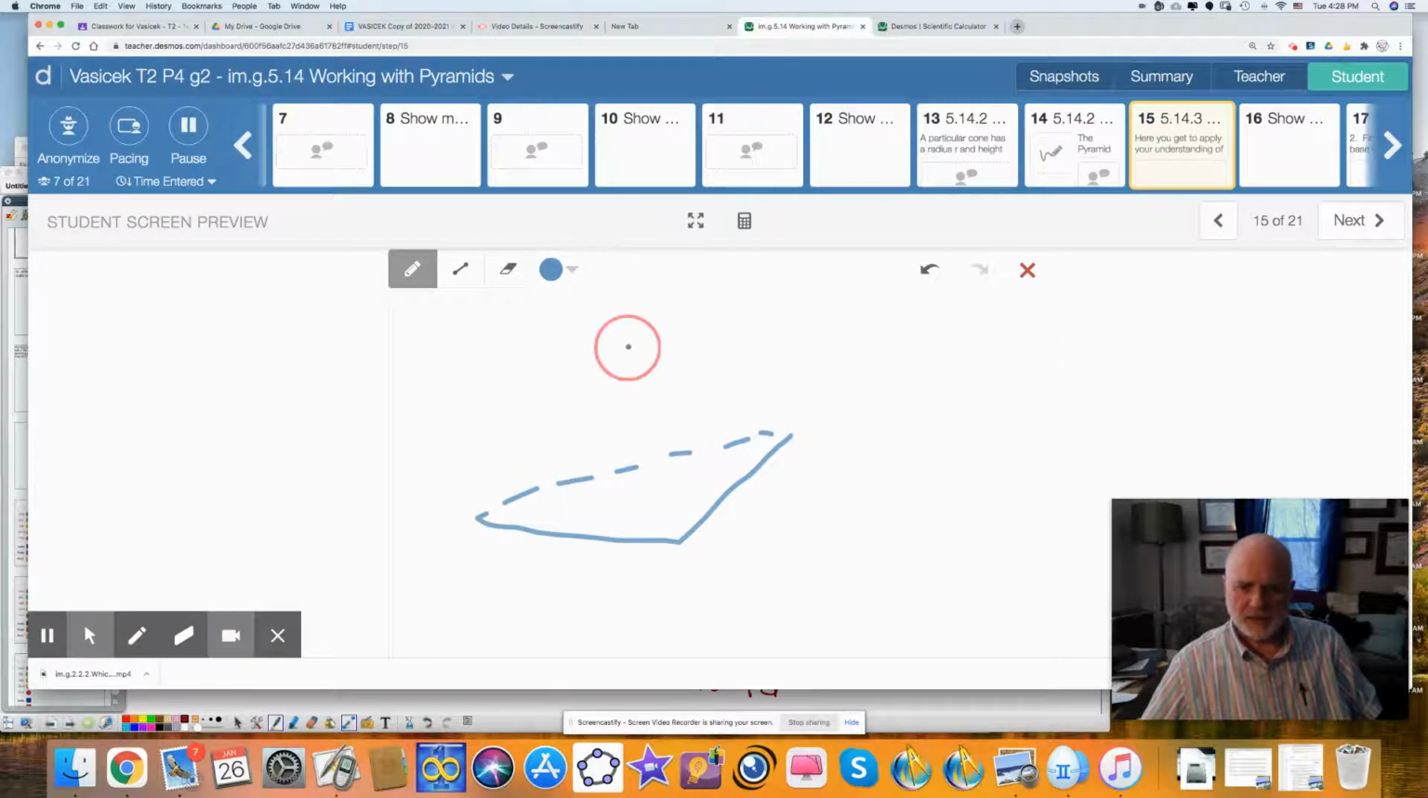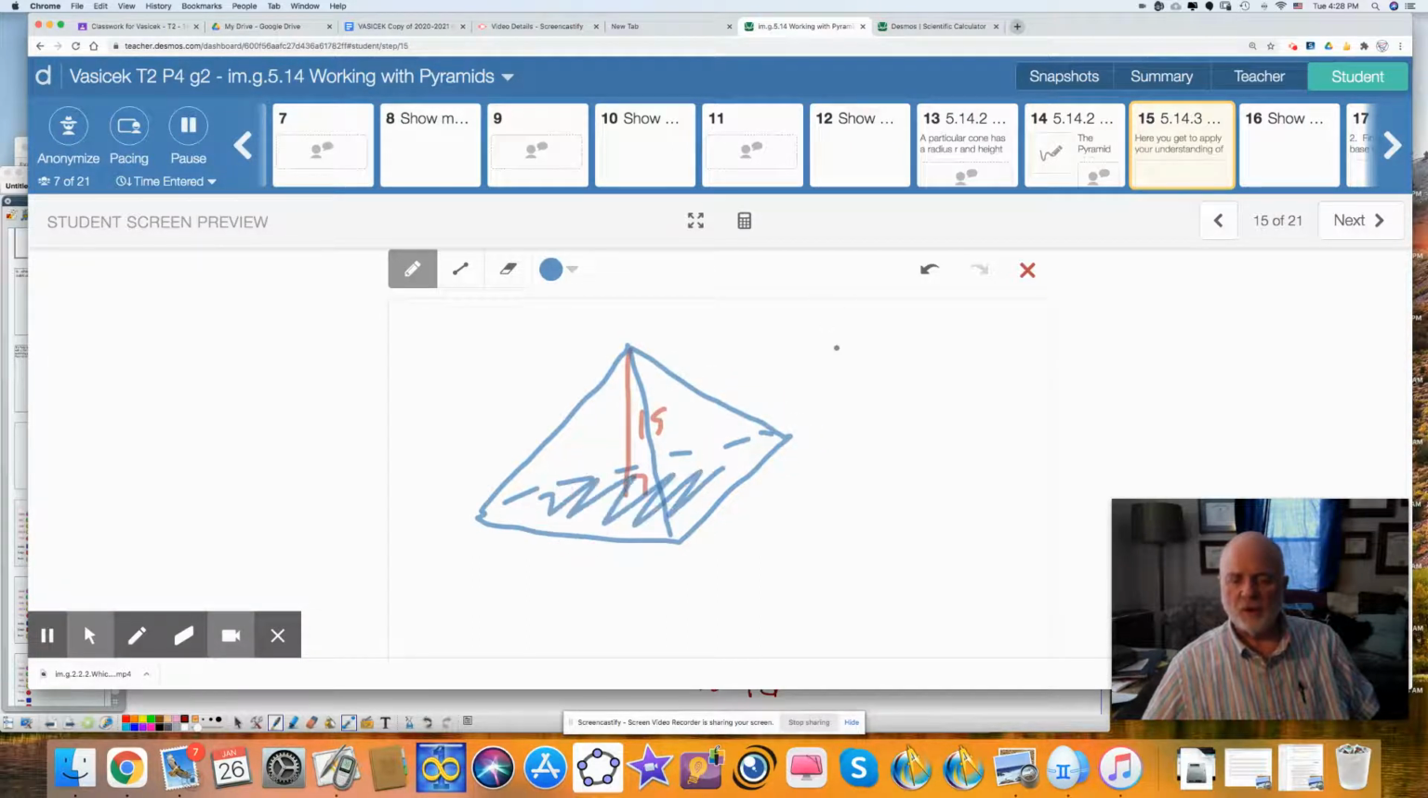It says the height is going to be 15, so I'll do that in red. The height has got to be 15. And the pyramid itself has to have a volume of 720. So what does this area of the base have to be for it to be a volume of 720? My volume is equal to 720. My volume is equal to 1/3 times the area of the base times the height.